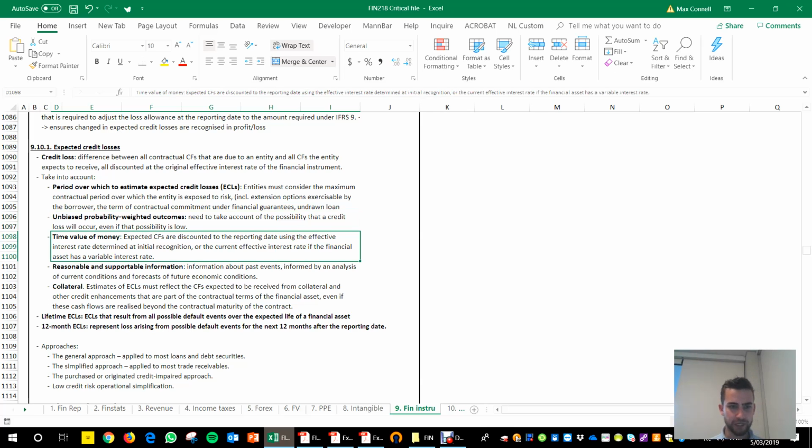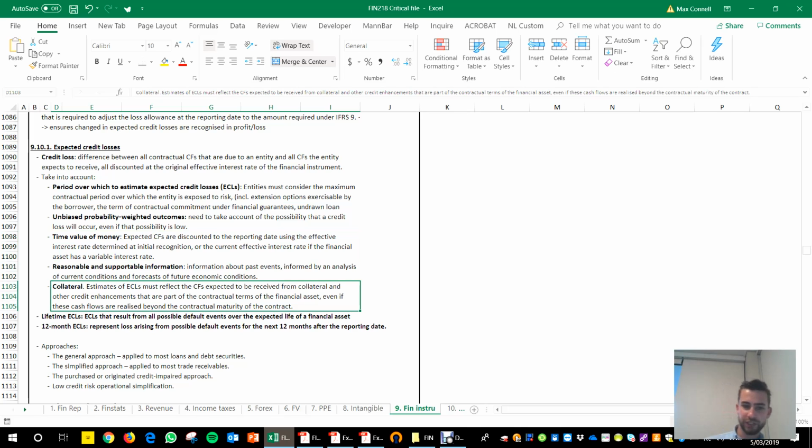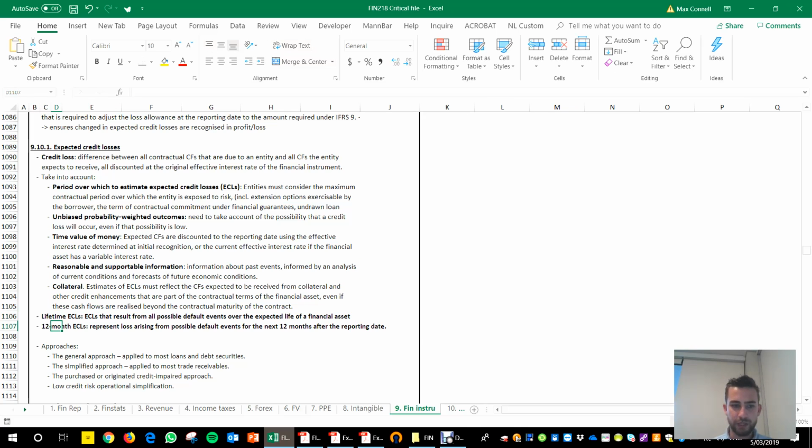We need to consider the time value of money as well. We need to consider whether expected cash flows are discounted using the effective interest rate at initial recognition, or whether we're using the variable interest rate. There needs to be reasonable and supportable information as well. So these are just very general. And the other aspect is collateral. In the GFC, very similar. Many of the financial assets that the banks were selling had collateral impacts upon other assets. So we need to consider the potential losses of collateral as well. So it's just some very broad guidelines there.